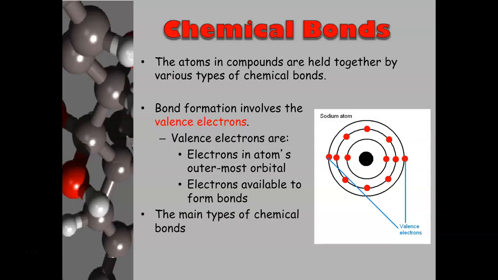Okay, so when we talk chemical bonds, we've got two major types that we're going to deal with, and those are your ionic bonds, which is going to be the topic for today, and then we'll also talk about covalent bonds in a later video.